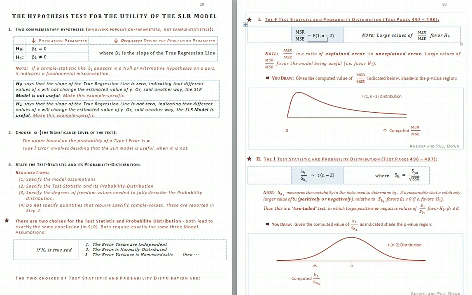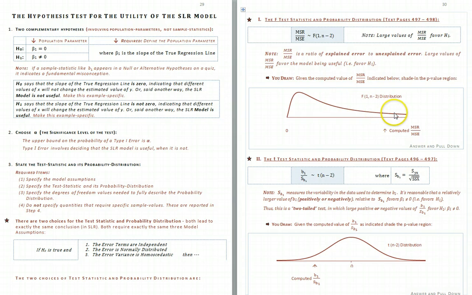The F statistic is MSR over MSE, the ratio of the mean explained variation to the mean unexplained variation. Large values of MSR over MSE indicate a relatively larger amount of explained variation and thus favor H1, that the model is useful. In simple linear regression, MSR over MSE has an F distribution with 1 degree of freedom for the numerator and n minus 2 degrees of freedom for the denominator.